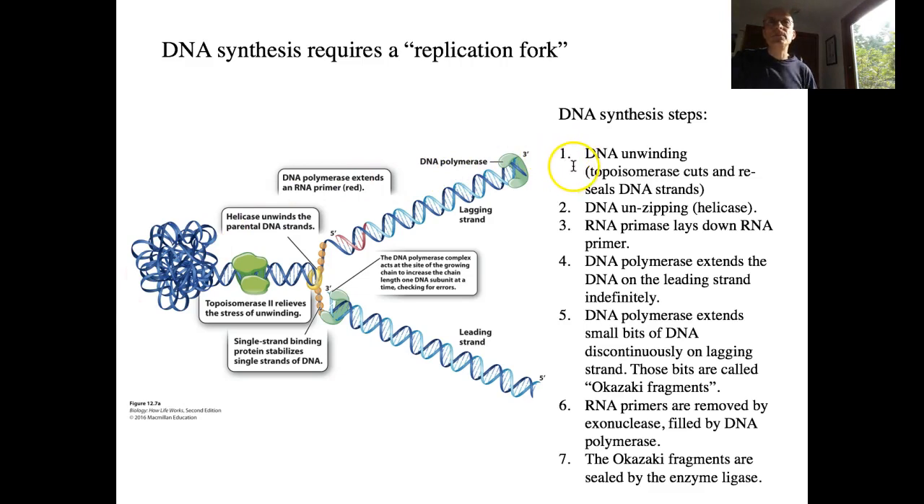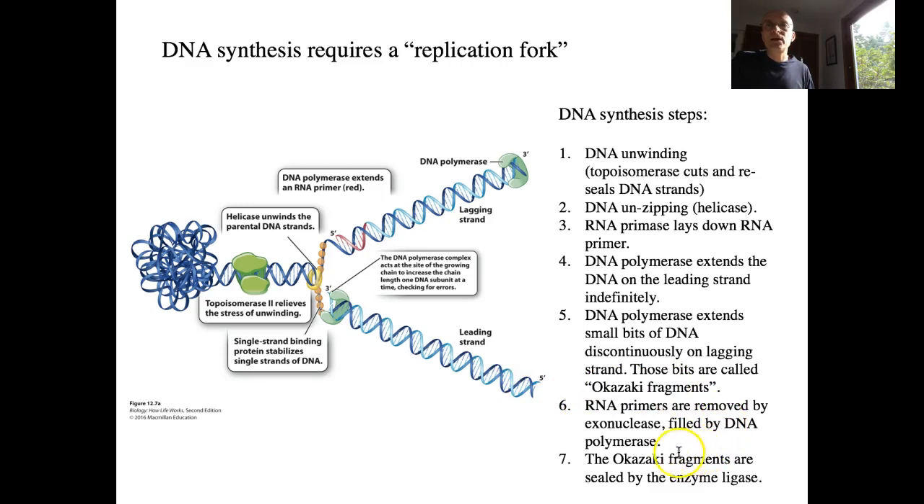So the individual steps that you should remember are: DNA unwinding requires the topoisomerase, the unzipping requires the helicase, and the RNA primase lays down the RNA primer. We have the DNA polymerase that extends the DNA, and the DNA polymerase on the other end that extends the small bits. What I haven't told you so far, but I'm telling you right now, is that those little bits are called the Okazaki fragments, named for the Japanese scientist who first found out about this. So in his honor, they're called Okazaki fragments.